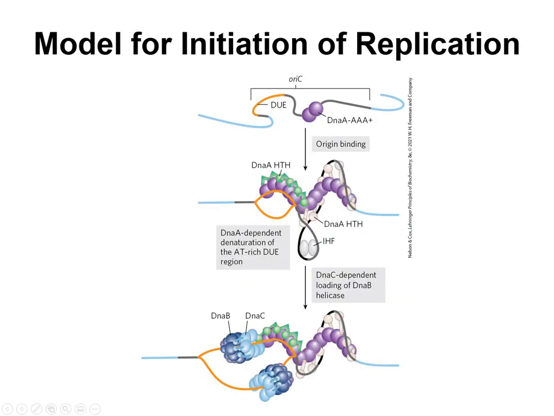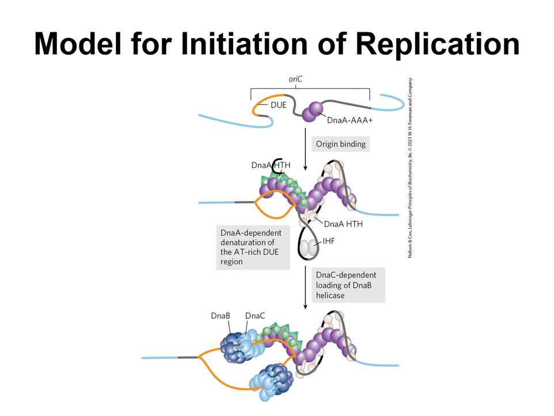So here's the model for initiation of replication. We've got DnaA binding, and that introduces some strain to the DUE region. Once that happens, we have more DnaA binding, and we induce that denaturation of the DUE region.